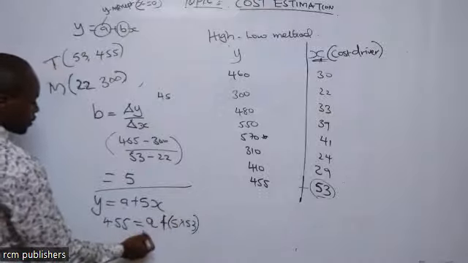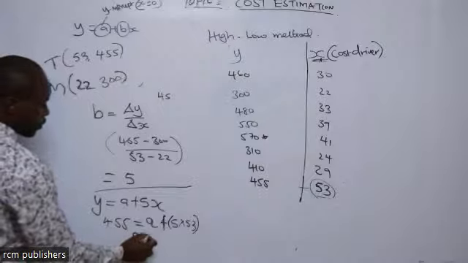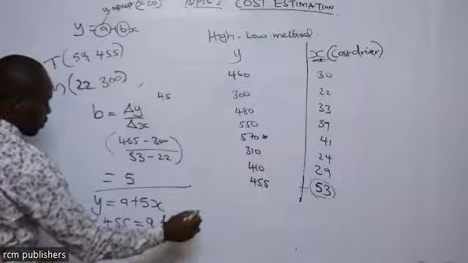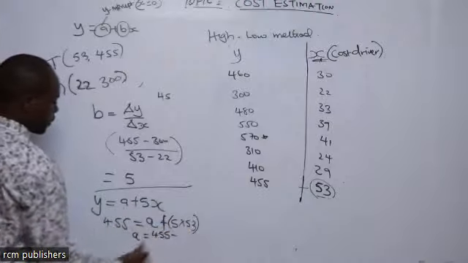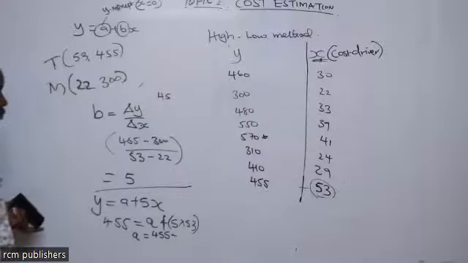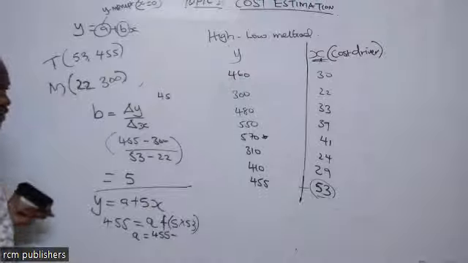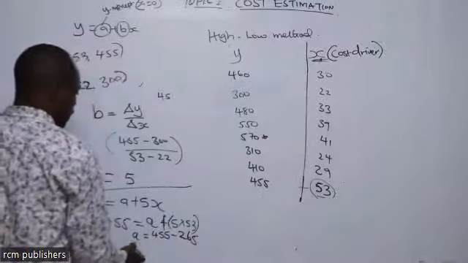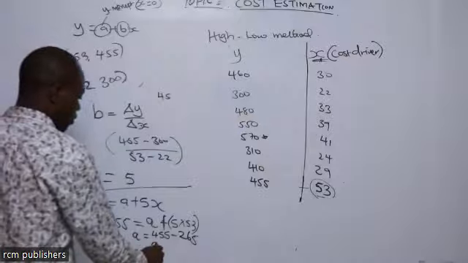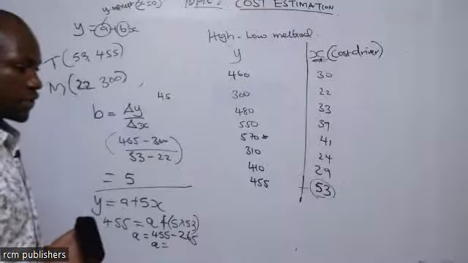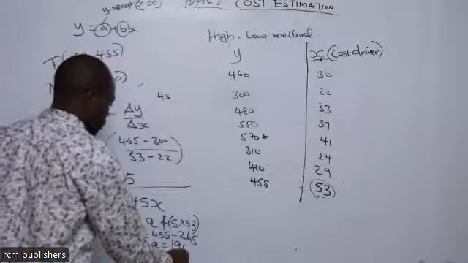So if I do all that, my A is 455 minus 5 by 53. So what will I have? 5 by 53? Five by 53, 265. So we have 265. So let's get the value of A. What is the value of A? 455 minus 265, 190. It's taking us back to 190.